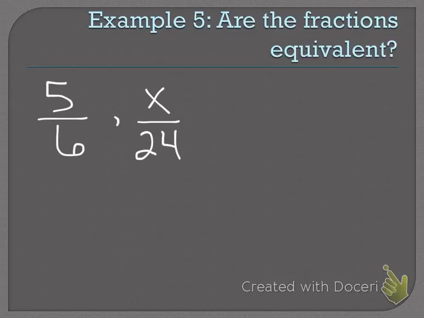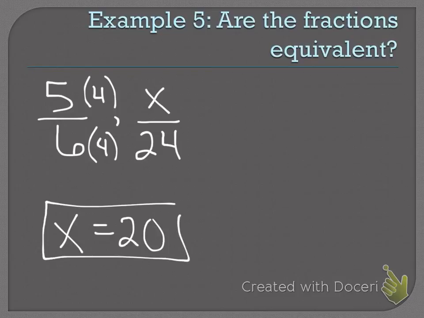Andrew, what'd you get? I got 20 over 20. 20. Very good. Because, and here's an easy way to figure it out. Some of you may have figured it out differently, but how do you get from 6 to 24? You multiply by 4. We call this the missing link. So 5 times 4 is 20. So that missing link helps us figure out that x equals 20.